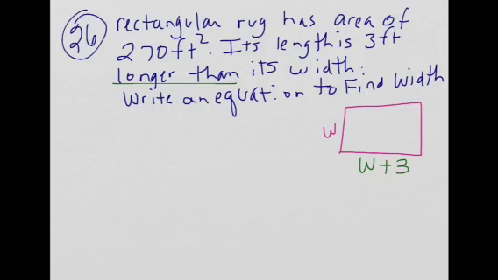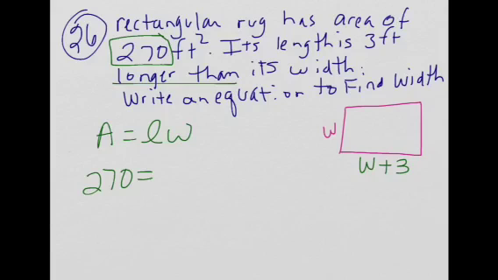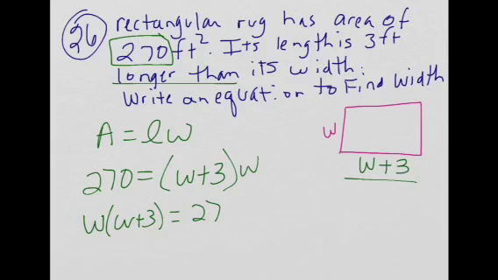Now, the area formula is A equals L times W. We're given the area of 270, so we're going to put that in: 270 is equal to the length, which is w plus 3, and of course we're going to put that in parentheses because those two need to stay together. They represent one number, times w. Now I'm going to use symmetrical, so I'm going to do w times w plus 3 is equal to 270. I'm going to rainbow, and I'm going to get w squared plus 3w is equal to 270. And that would be the equation that you could use in order to find what w would be.